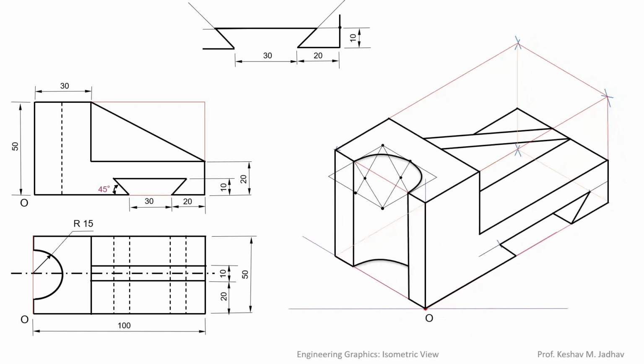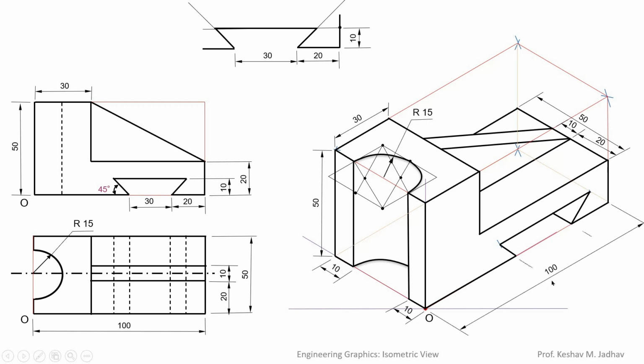Now we will give the dimensions. So this vertical is 50, then this is 30. On this side, this is 20, this is 10, and this is 50. Then we can give the radius of this circular part. So this radius is 15, this width is 10, 10, this is 100, this is 30, this is 20, then this height is 10 and this also 10. This angle is 45 degrees. So in this way we can give all the dimensions. So this is the complete isometric view for the given orthographic views.